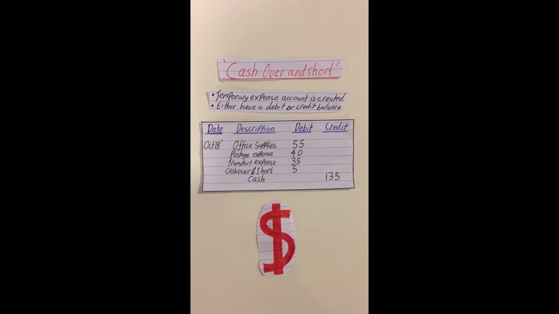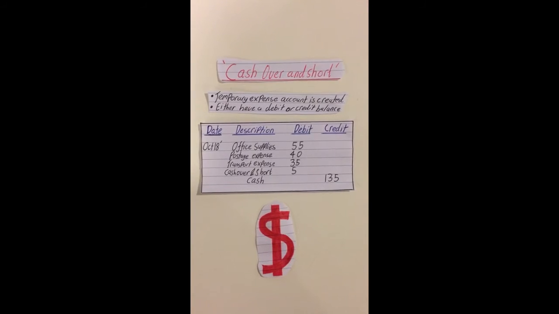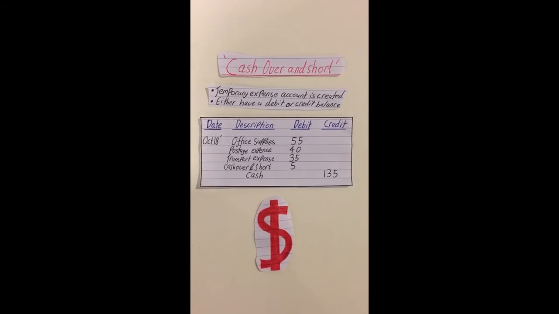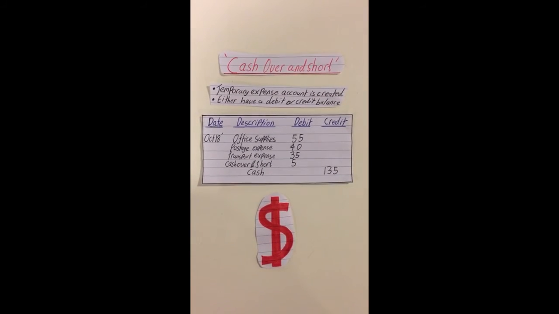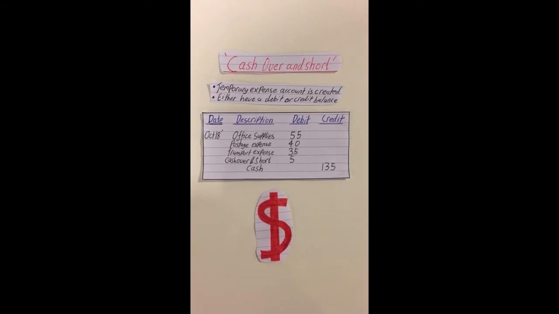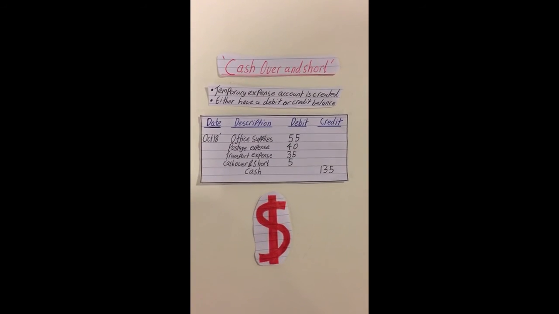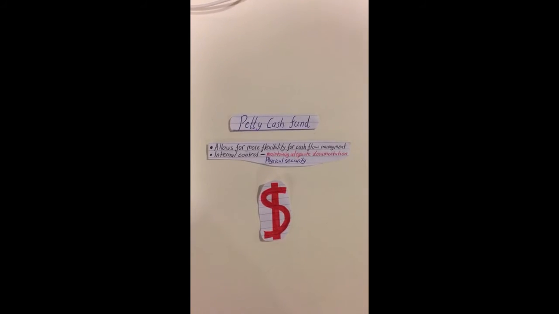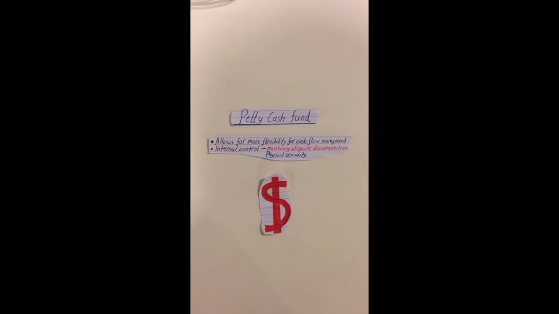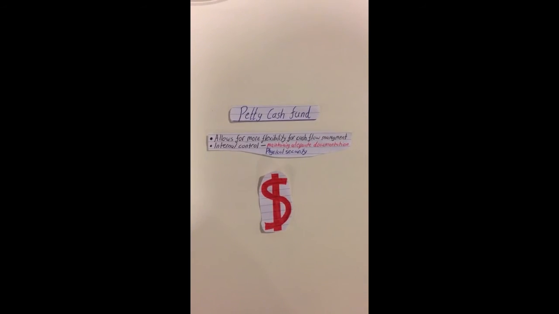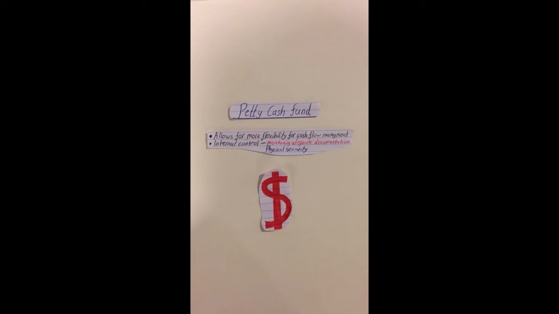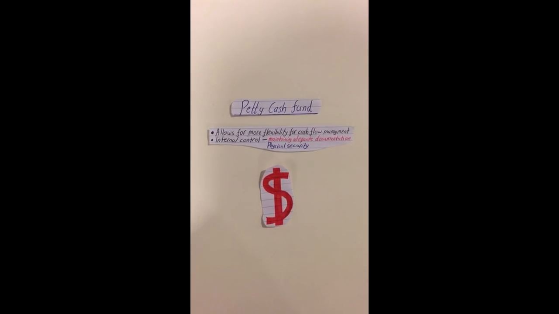However, as shown, the amount that is over and short is usually quite small, and therefore is simply recorded as an expense and added in order to balance the account and fully replenish the fund. Thus, a petty cash fund allows for more flexibility for cash flow management and establishes clear internal control methods, being physical security and maintaining adequate documentation.